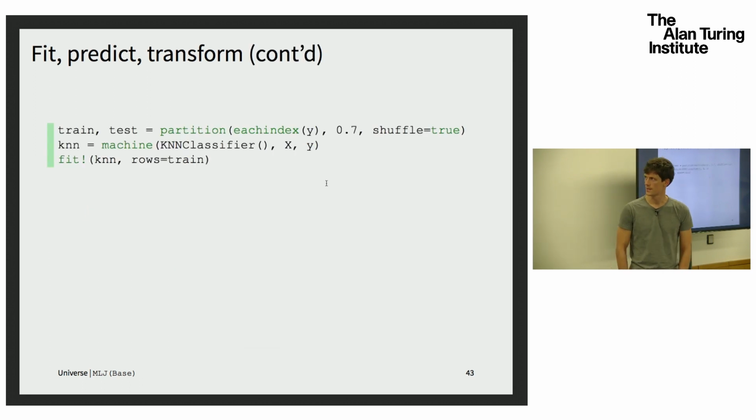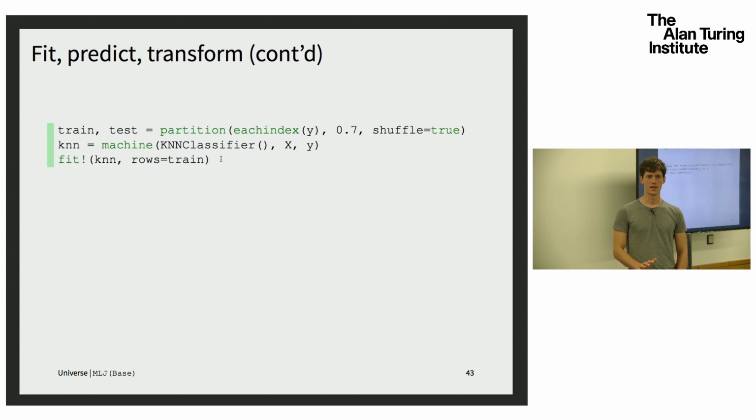Right, so to see this step by step, for instance, you could specify a train and test split. That's just a bunch of row indices, right? This partition, each index, that's not specific to sklearn, but eachindex will return an iterator, 1 to the number of elements, and then the partition will just take the first 70 after having shuffled it, right? So you could just get a bunch of row indices for the train and the test set.